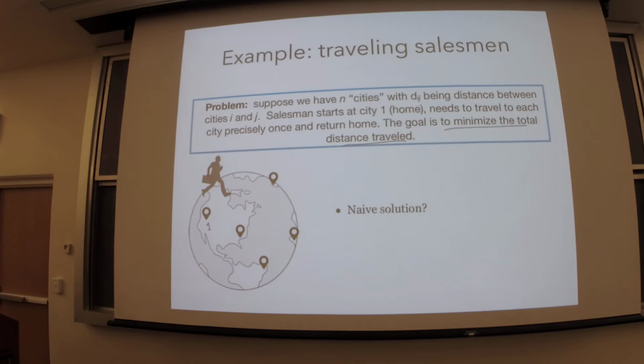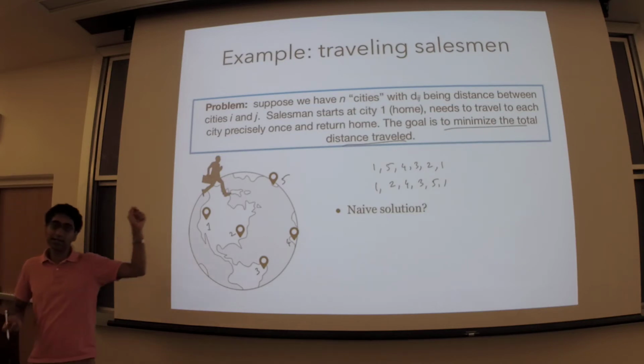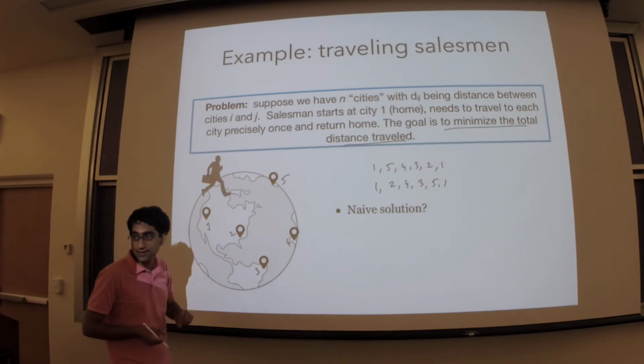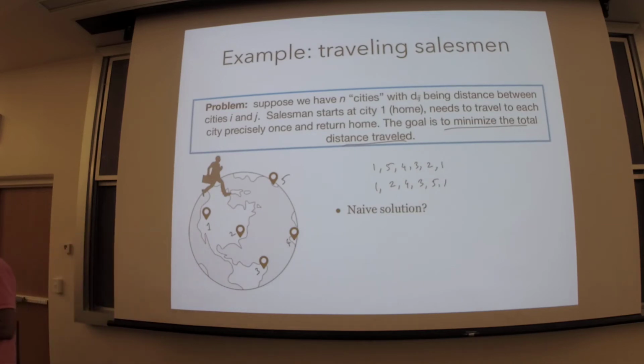Okay, so if this is 1, this is 2, this is 3, 4, 5. You can do something like 1, 5, 4, 3, 2, 1. That's a valid solution. But if you prefer, you might be able to do 1, 2, 4, 3, 5, 1, something like that. So you have to go to everybody exactly once and then come back to your starting point. And you would like to minimize the total distance that is traveled. Right? So that is the problem phrasing here.